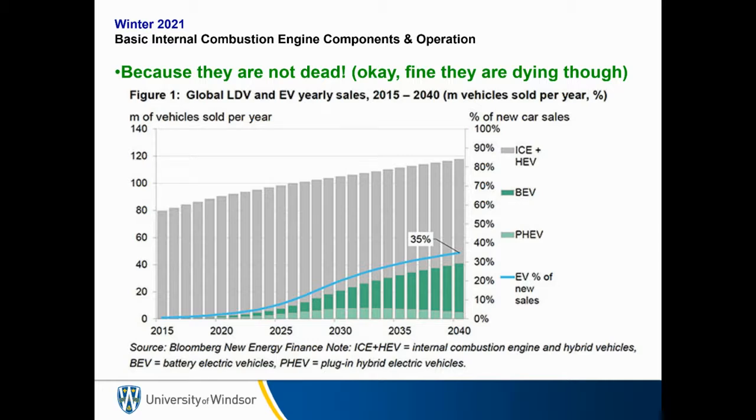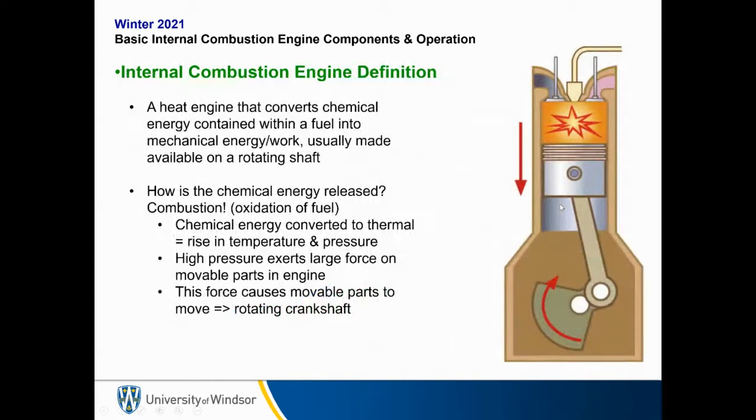Okay, now that we've gotten that out of the way, because that is a very important point, it's really important to keep this in perspective. Let's talk about what an internal combustion engine is. So, what is the definition? An internal combustion engine is a heat engine that converts chemical energy contained within a fuel into mechanical energy or work, usually made available on a rotating shaft.